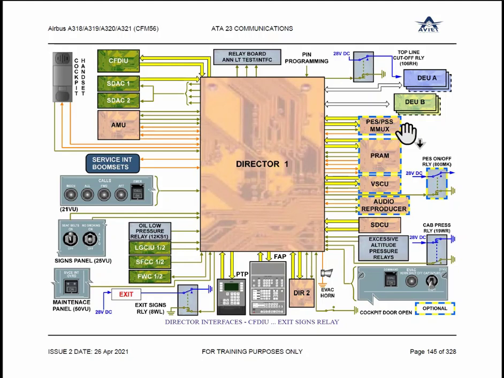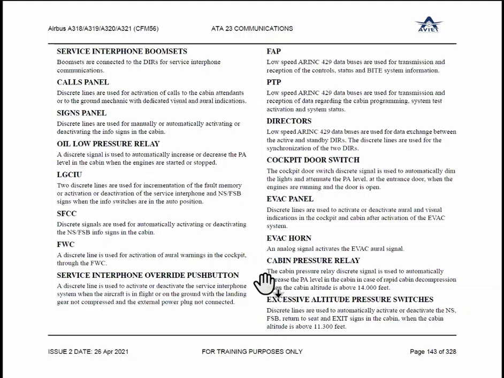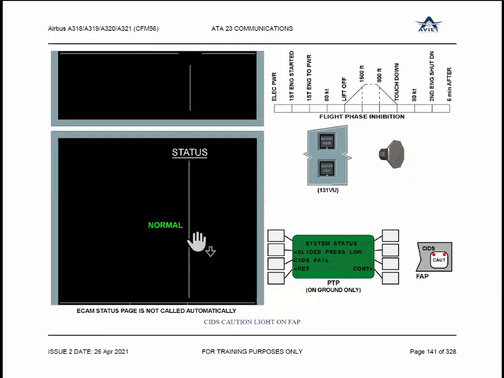Sir, one question is there. Sir, I saw on the previous page that they had written lavatory fire extinguisher bottle pressure. Is this option available on the 320? Where did you see that? Sir, on the last page, the SITS caution light on the FAB, the long list which you were showing.